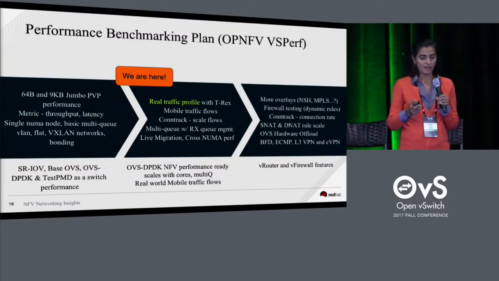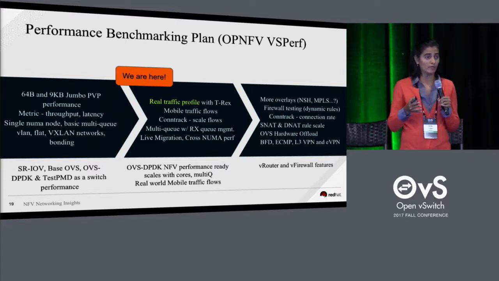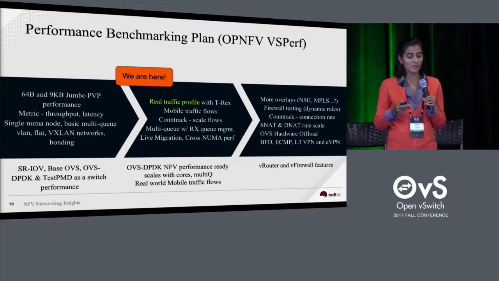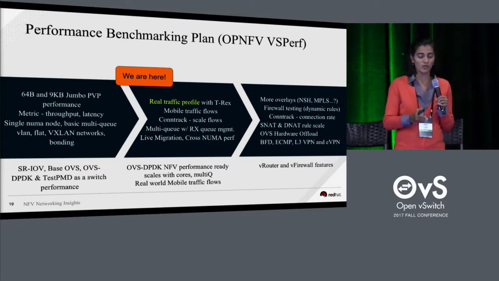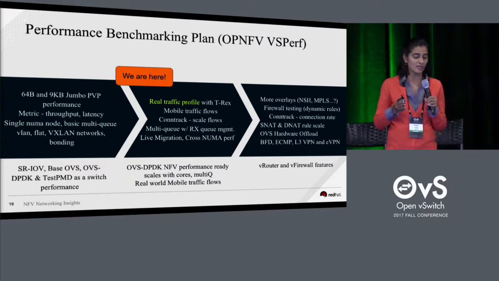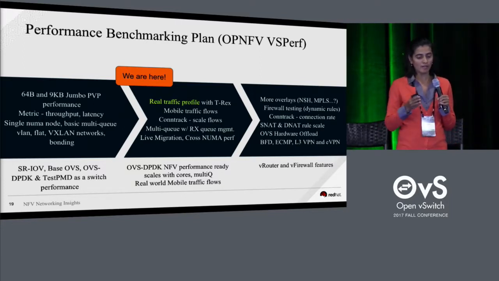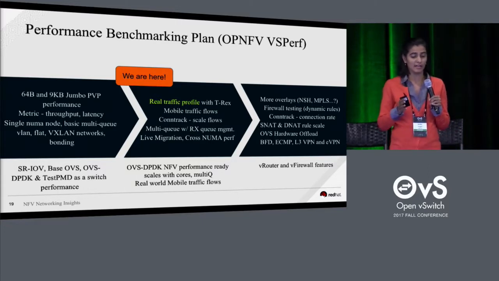Moving to our final conclusion, this is our benchmarking plan that we're looking at using OPNFV's VSPerf. We are somewhere around the second block. The first goal was just SRIOV and base OVS and OVS-DPDK testing, and testing BMD as a vSwitch. So we've done 64-byte, 9K jumbo frames, and measured throughput latency, single NUMA, and very basic multi-queue. And then, on the overlay tunneling, VLAN flat and VXLAN bonding.